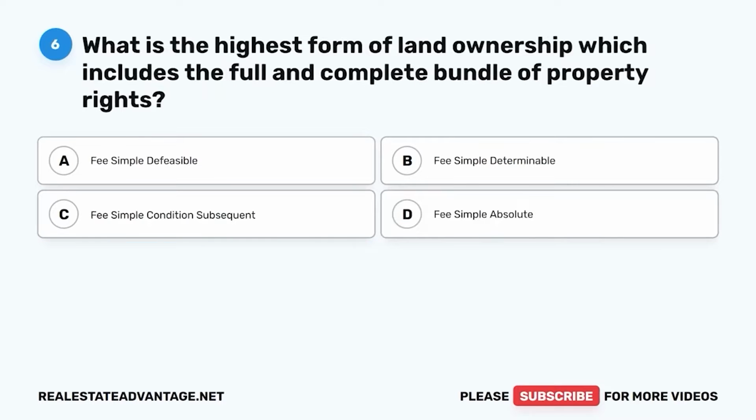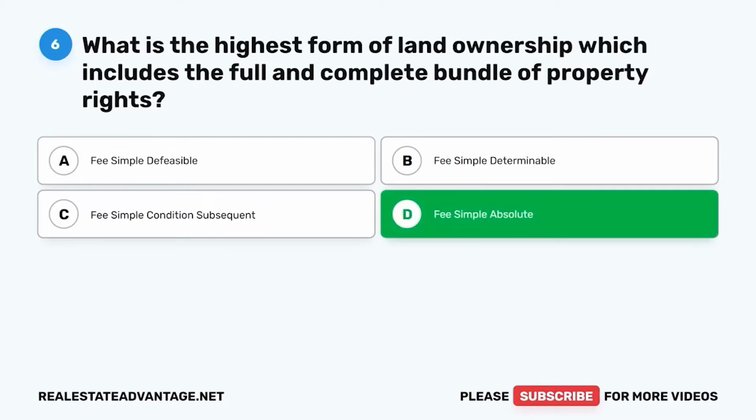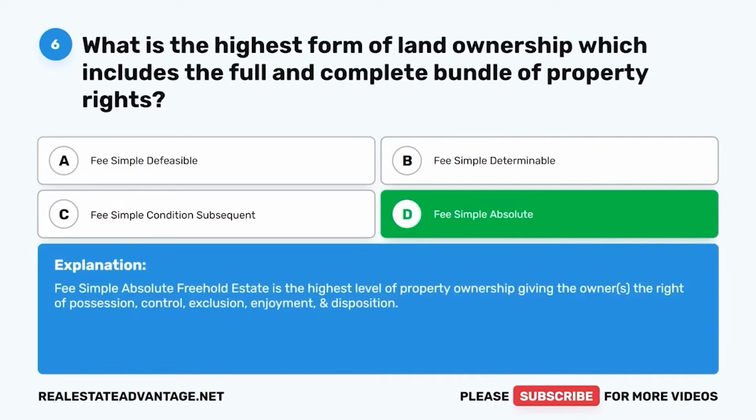Question 6. What is the highest form of land ownership, which includes the full and complete bundle of property rights? A. Fee simple defeasible. B. Fee simple determinable. C. Fee simple condition subsequent. D. Fee simple absolute. The correct answer is D. Fee simple absolute. Fee simple absolute freehold estate is the highest level of property ownership, giving the owners the right of possession, control, exclusion, enjoyment, and disposition.